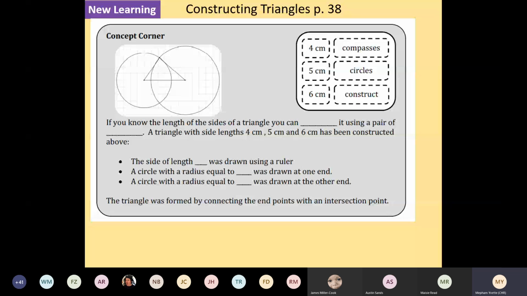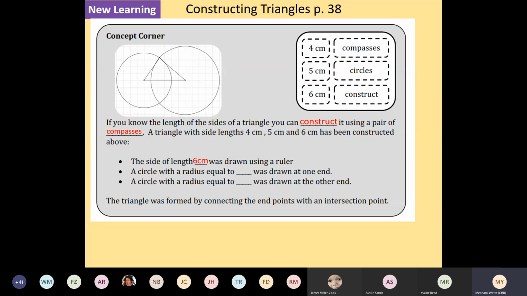Fantastic, let's begin. So what I'm going to do is I'm going to read these, and then there's a diagram at the top which I'm going to go through step by step with you in the next slide. So let's start reading. If you know the length of the sides of a triangle, you can construct it using a pair of compasses. A triangle with side lengths 4 centimeters, 5 centimeters, and 6 centimeters has been constructed above.